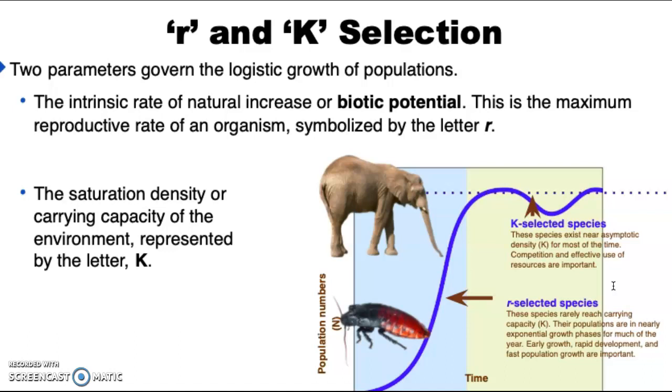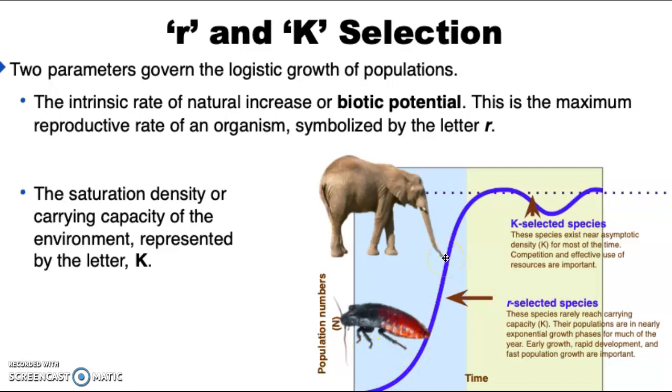There are two parameters that are going to impact the logistic growth of populations. So the intrinsic rate of natural increase, which is also called our biotic potential, this is the maximum reproductive rate of an organism. So if we think about the J curve, this is going to be the maximum reproductive rate of that organism. So this is symbolized by the letter r.